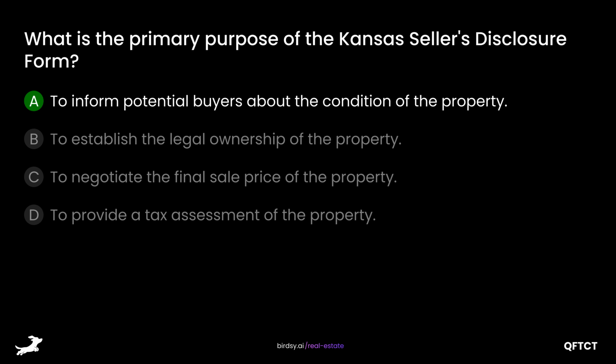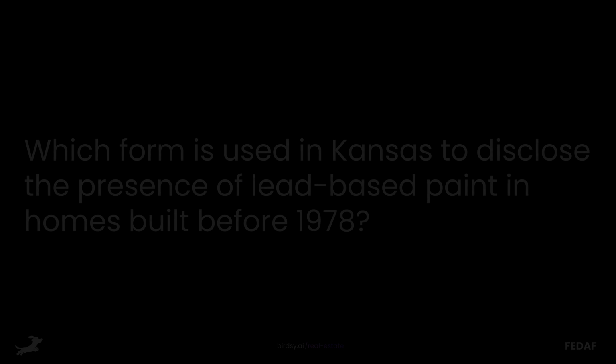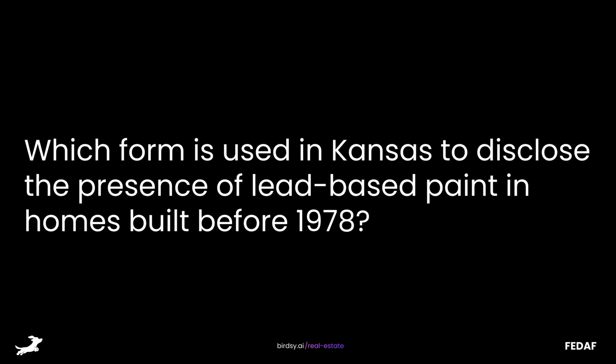The answer is A, to inform potential buyers about the condition of the property. The Kansas seller's disclosure form is designed to inform potential buyers about the condition of the property, ensuring transparency and minimizing disputes post-sale.